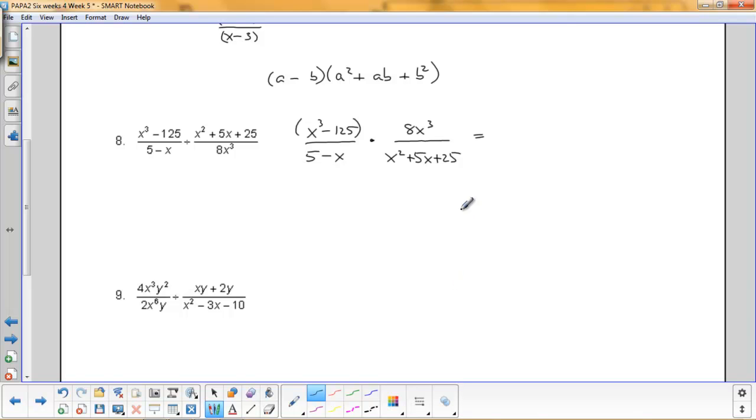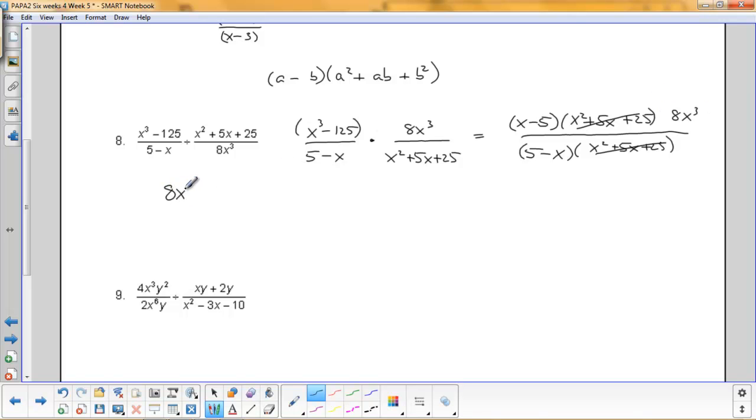So all of those factoring tricks are going to come into play. Whether or not you recognize them is going to be a very important key to whether you get these problems right or not. So we get x minus 5 times x squared plus 5x plus 25 times 8x to the third power. We're going to divide that over 5 minus x and x squared plus 5x plus 25. Cancel here. These do not cancel because the signs are switched, and 8x to the third power has nothing to cancel with either.